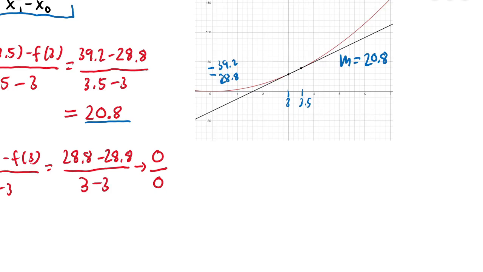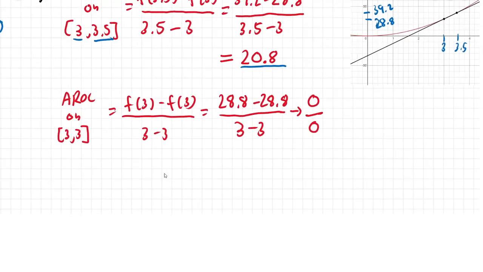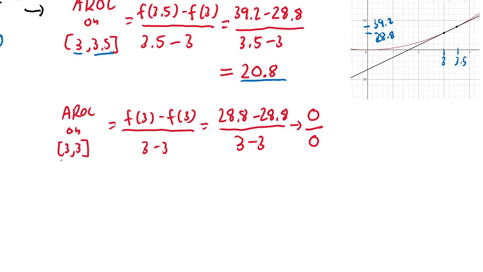Okay, when we tried to do the same thing using the same formula to find the average rate of change at a single point, we run into this issue. We end up with something along the lines of 0 over 0. And that is where our problem began last time.